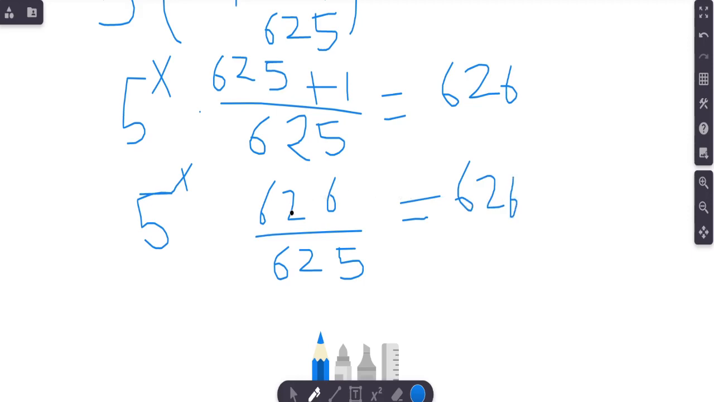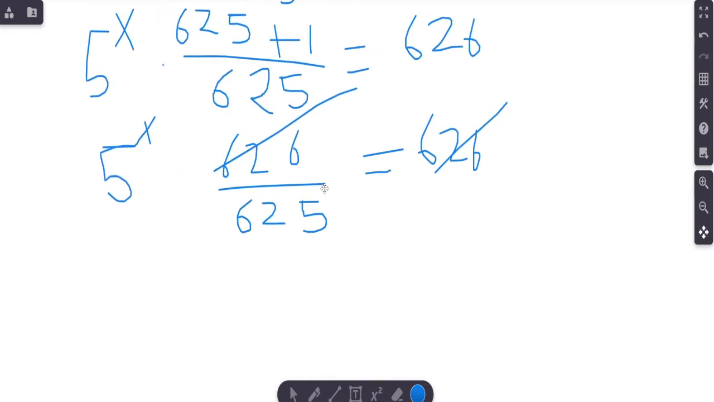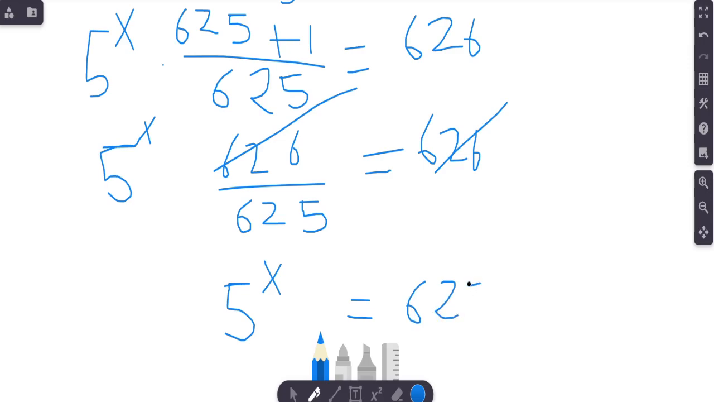So we can simplify both sides of the equation by 626, and by multiplying both sides by 625, we are left with 5 to the x equals 625.